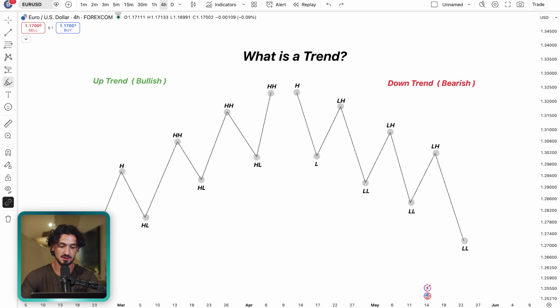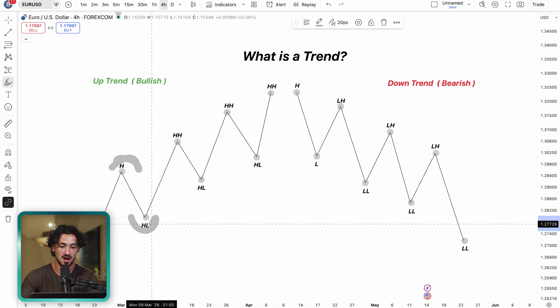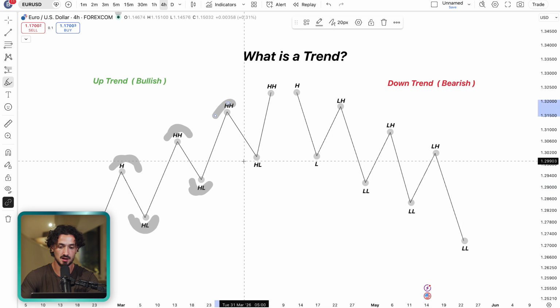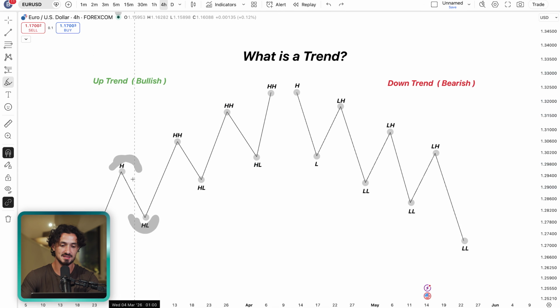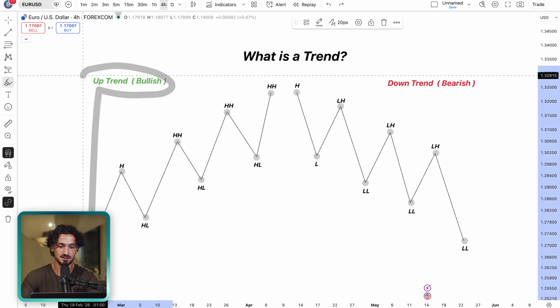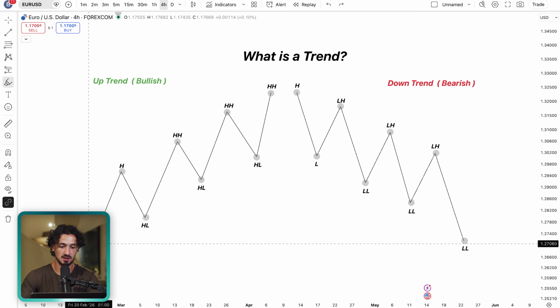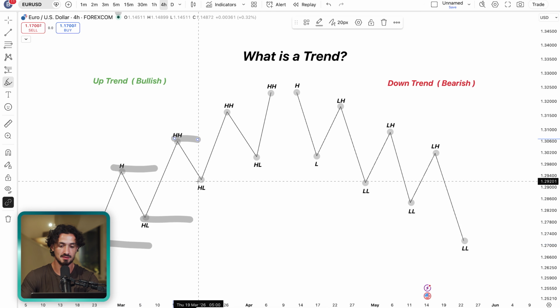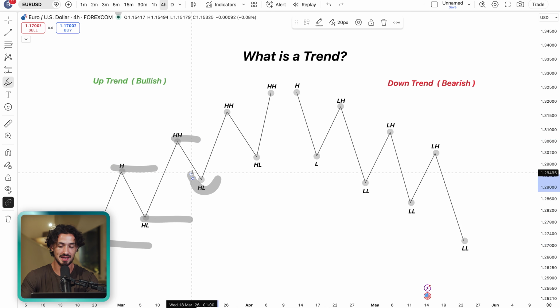You can see here, for example, we have a low, we have a high, we have a higher low, we have a higher high, higher low, higher high, higher low, and higher high. All of this here indicates an uptrend. This is bullish structure. We look at these points. These are our swing points. They are, as you can see, the external legs in price.